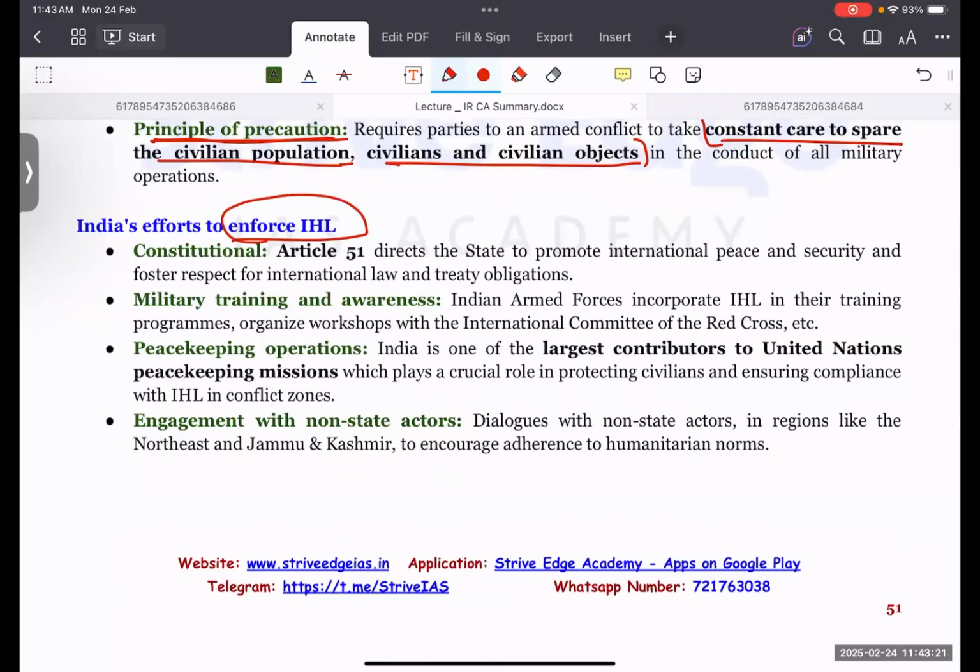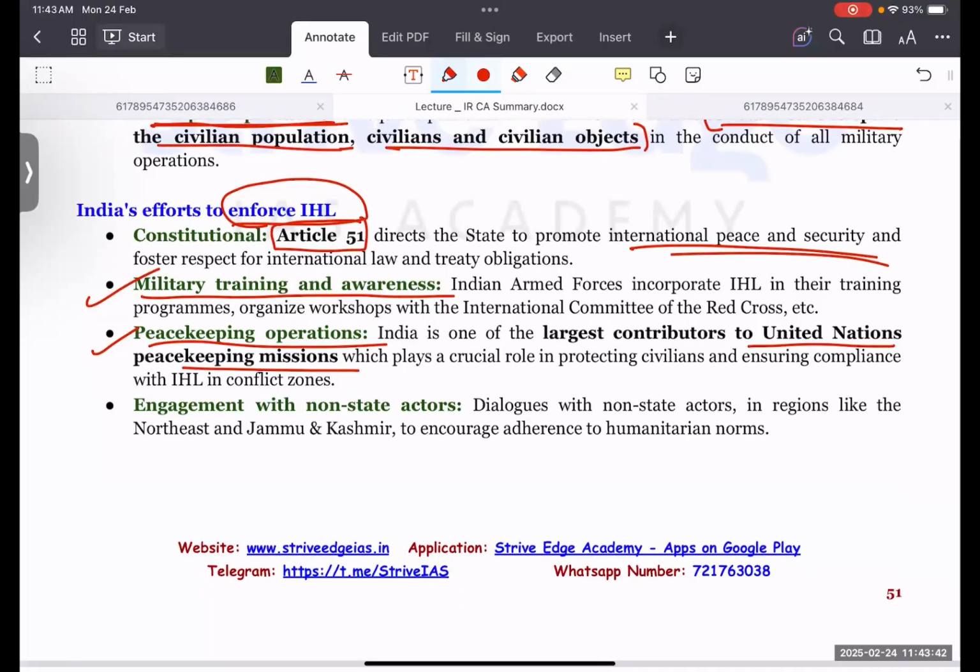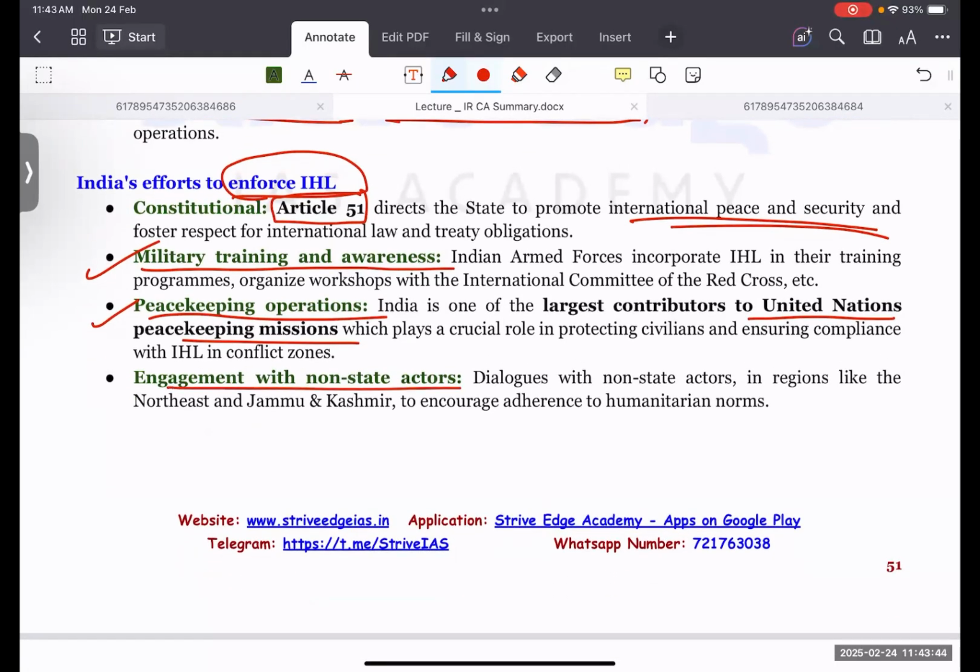So this is about India's efforts concerning the enforcement of IHL. In the Constitution, Article 51 states about international peace and security. The second one is military training. We are providing military training and awareness programs under this initiative. Then peacekeeping. India is one of the largest troop contributors to the United Nations peacekeeping forces, as we discussed about the blue helmets in the last class. Then engagement with the non-state actors.